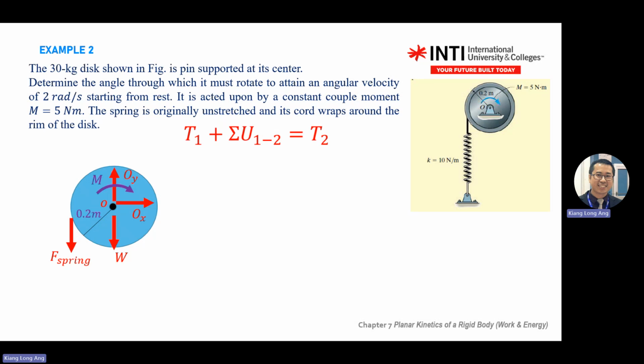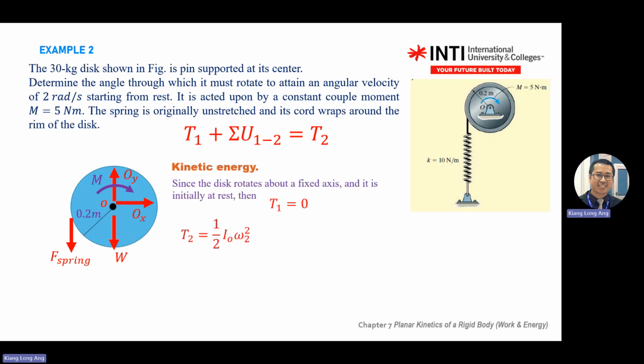Okay, so you use the principle of energy and work. So left hand side is before, right hand side is after. So you substitute all the values. Before it starts, no kinetic energy. There's nothing happening, right? So T1 is 0. In test 2 or the final exam, please write this one. Don't assume I know you know. You don't write, then you lose marks. Or if you want the fast way, you write this one, you draw an arrow, you write 0 here, also I give you marks.